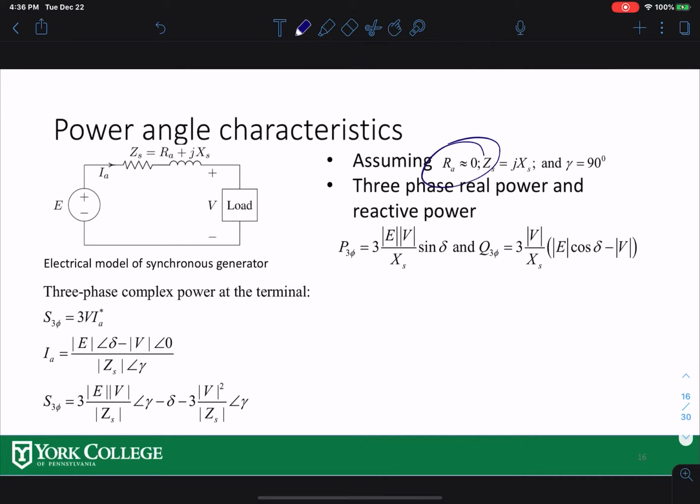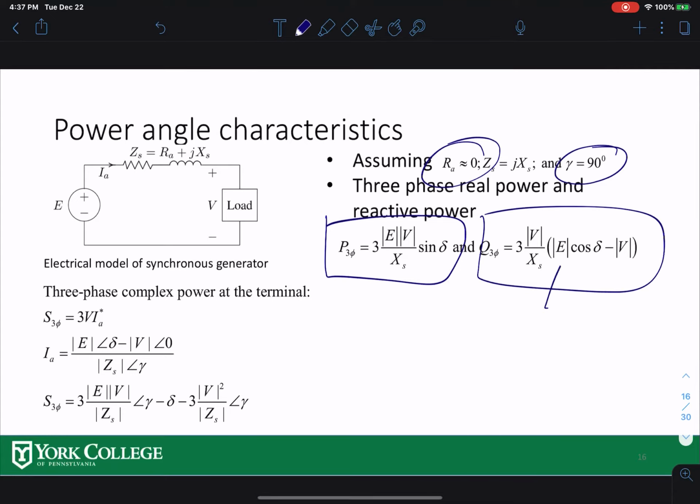We're assuming that R equals 0. If you do that, and this angle becomes 90 degrees over here, then this is your three-phase power supplied by the generator, and this is the reactive power. Again, it depends on the magnitude of E. For leading power factor, E is smaller than V, then the generator receives the reactive power. For lagging power factor, E is higher than V, then the generator is supplying the reactive power. But whether you're receiving or supplying the reactive power, your real power supply is always constant, as long as you keep this angle constant.